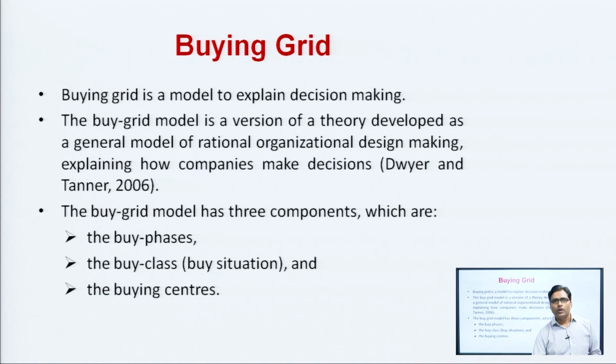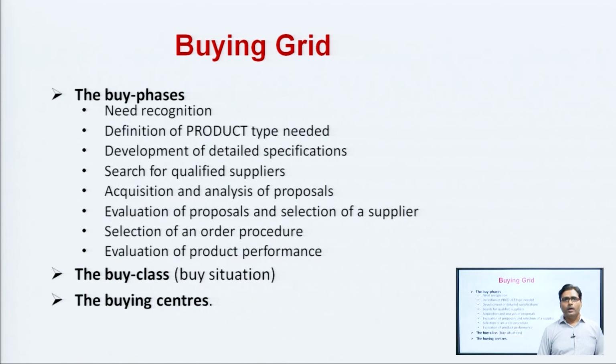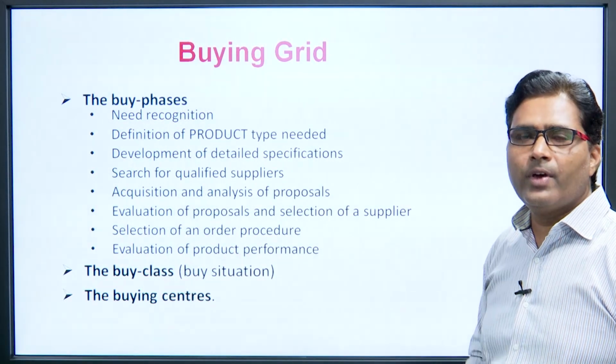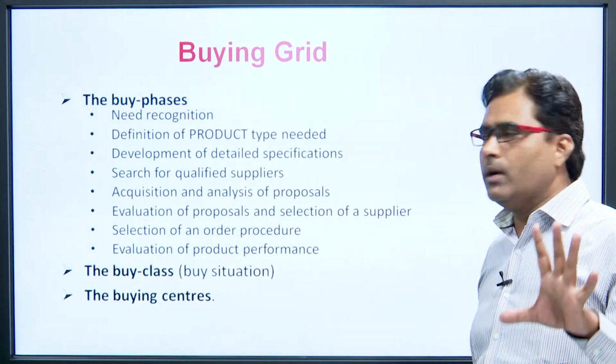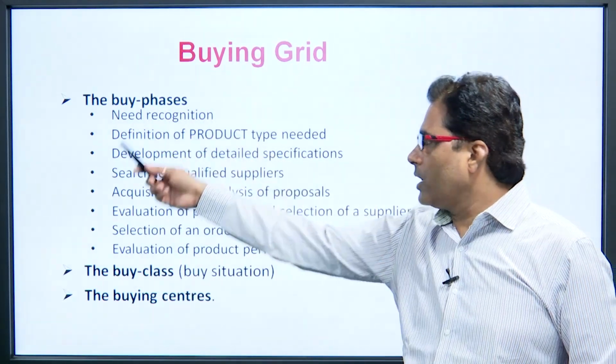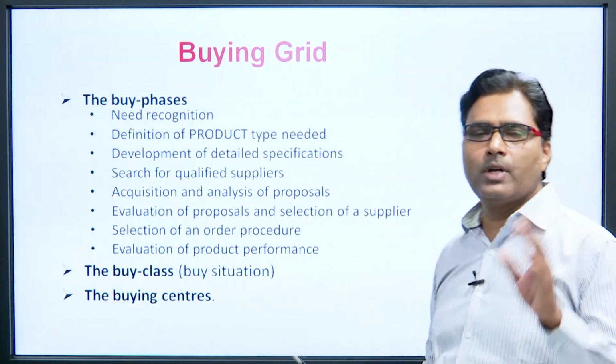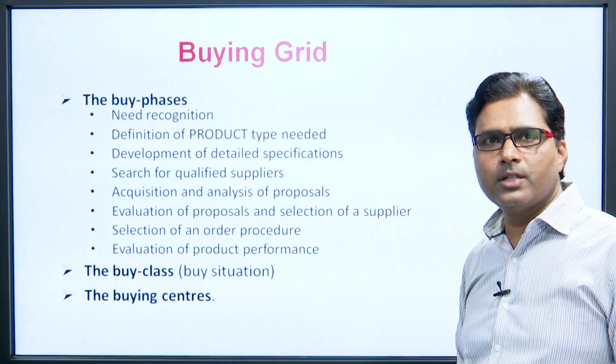Now, the last is the buying grid. The buying grid is a model that helps in understanding the purchasing decisions of the organization, and this was given by Doerr and Tanner in 2006. Basically, the buying grid model has 3 components: buying phase, buying class, generally called buying situations, and the buying centers. The buying phase is generally made up of 8 steps, and we already discussed these steps in our last lectures.